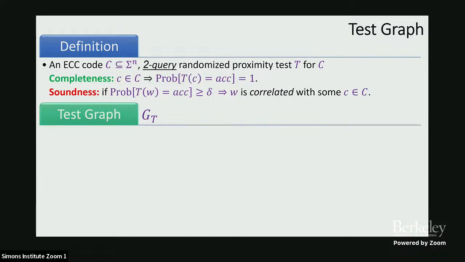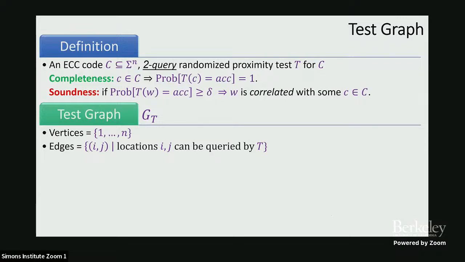Okay. So in the last 5 minutes, I'm going to tell you what this test graph is and tell you why small set expansion seems inherent. So let's say that we have a code C where the coordinate space is n. Now I'm going to define the graph whose vertices are the coordinates of the code, and I have an edge between two locations if they can be queried by the tester T.